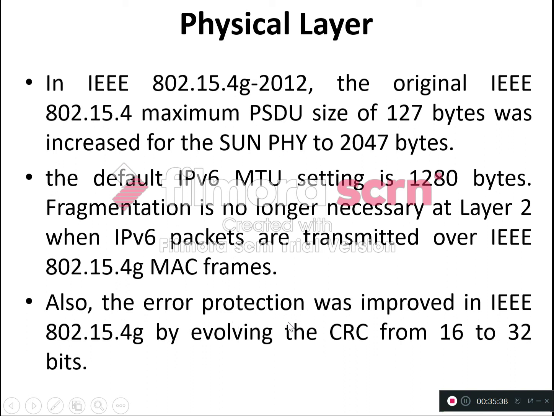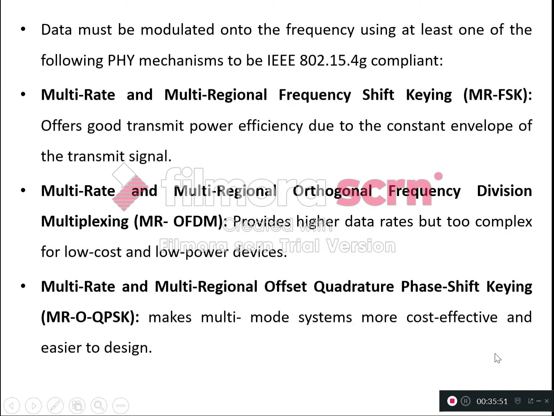Also, the error protection was improved in IEEE 802.15.4g by evolving the CRC, cyclic redundancy code, from 16 bits to 32 bits. Data must be modulated onto frequency using at least one of the following PHY mechanisms. In the previous standard also we had studied many modulation techniques which are applied in the PHY layer. Here also we have some mechanisms to modulate the frequency in the PHY layer.